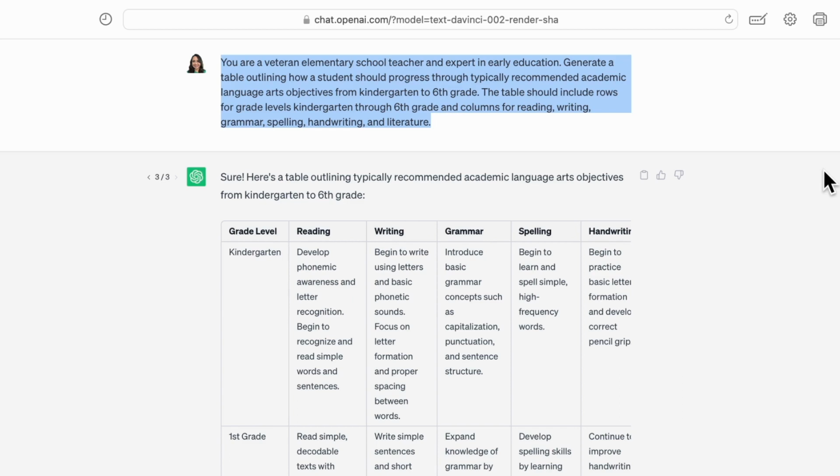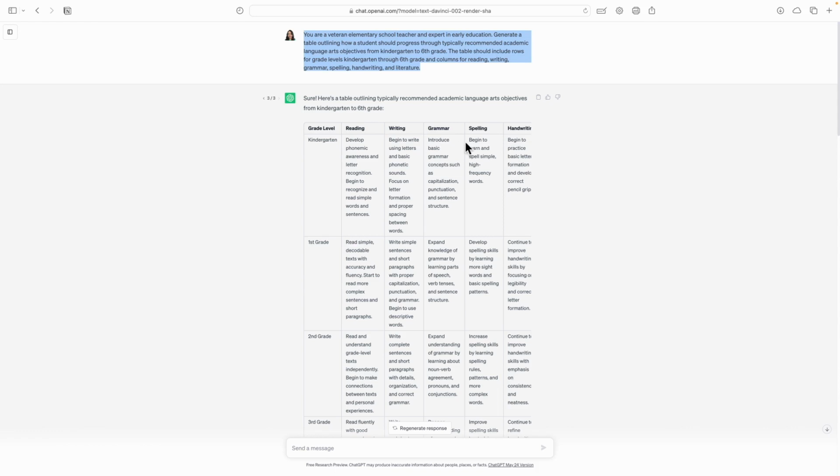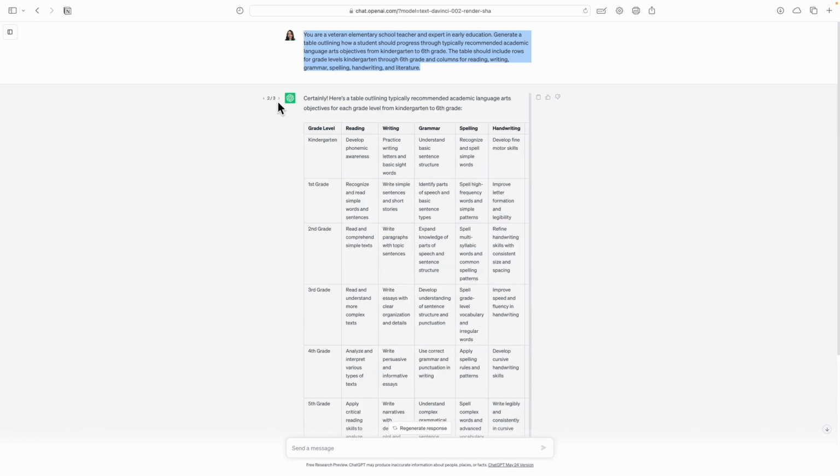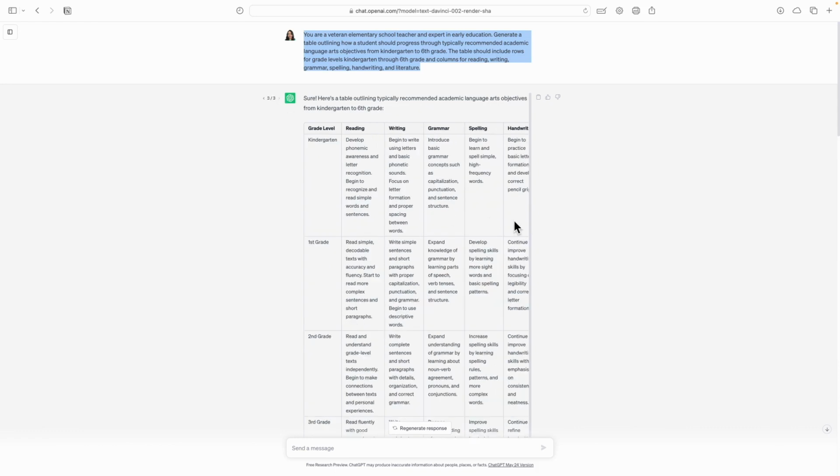"Generate a table outlining how students should progress through typically recommended academic language arts objectives from kindergarten to 6th grade. The table should include rows for grade levels, kindergarten through 6th grade, and columns for reading, writing, grammar, spelling, handwriting, and literature." So I got this table from ChatGPT. I regenerated a couple of times just to see what I would get, and my favorite ended up being this third one because it seemed to have the most complete information.